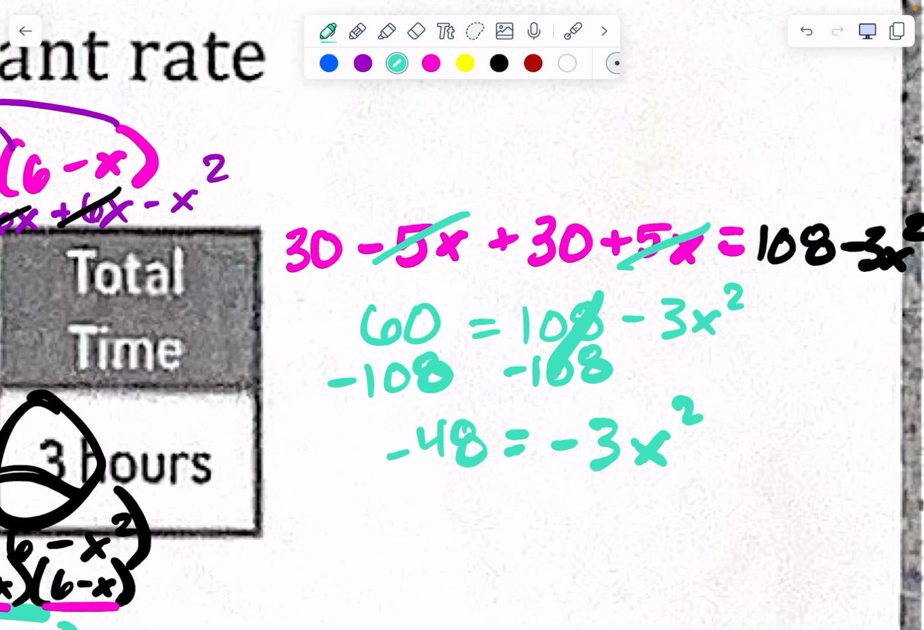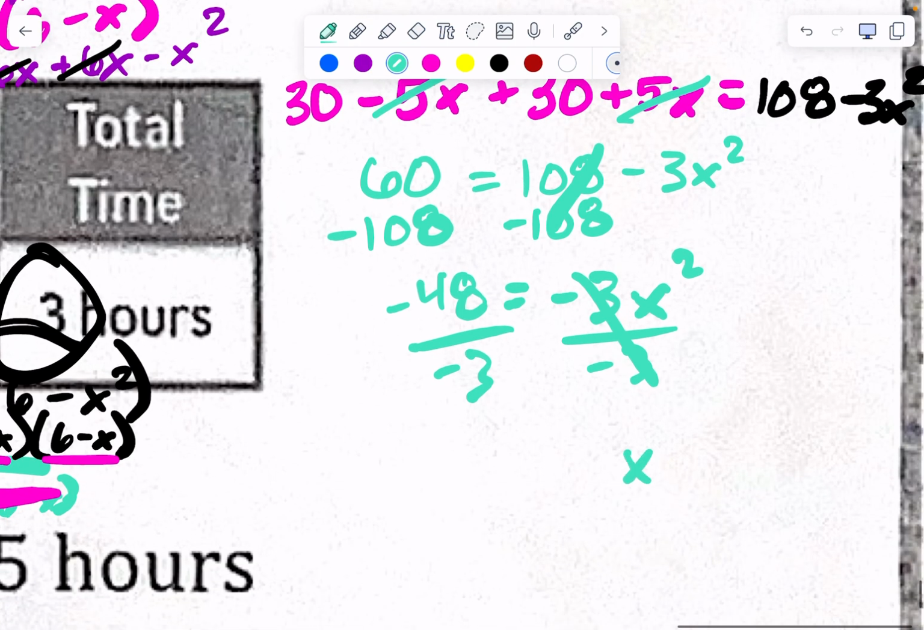And then divide by negative 3. X squared equals 16. 48 divided by negative 3 is negative 16, so x squared is 16. And then we take the square root. 4. What did we just find?